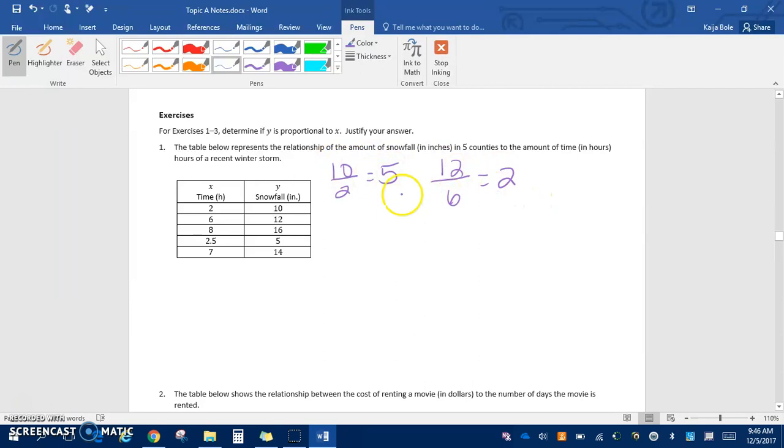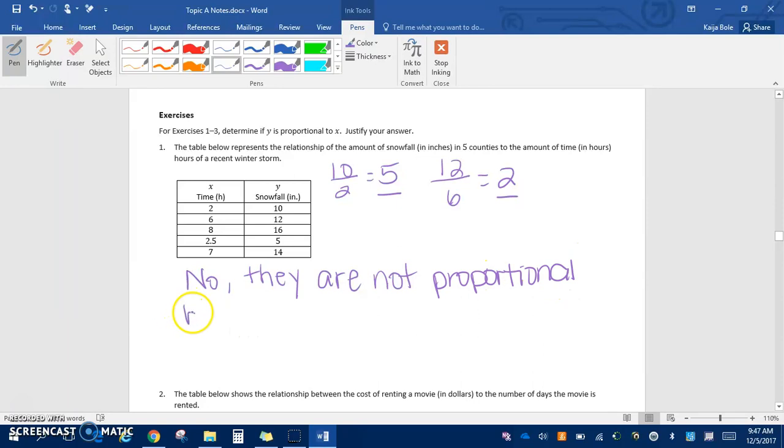So, since these are two different values, that means that we can already stop because they're not the same. So you don't have to keep going. So to answer the question, we would say no, they are not proportional, because there is no constant. So once you're comparing, as soon as you get a different number, you can just stop right there and your answer would be no, that they're not proportional.